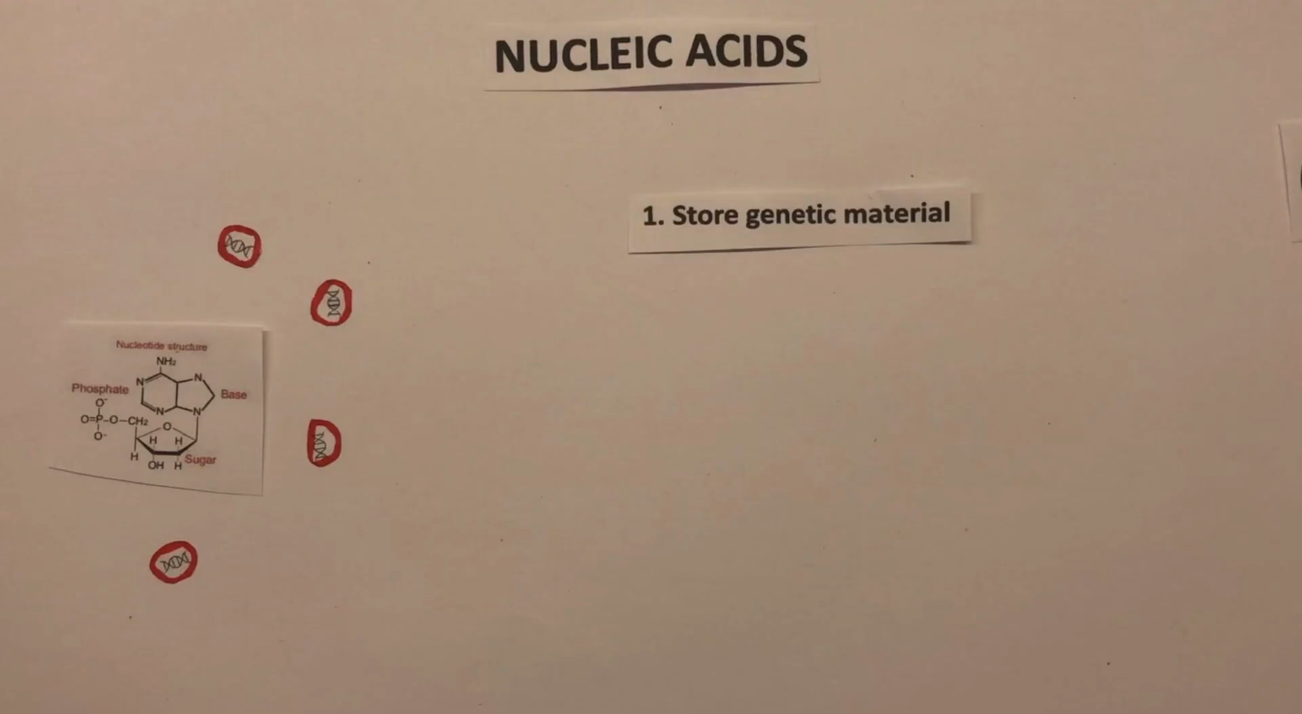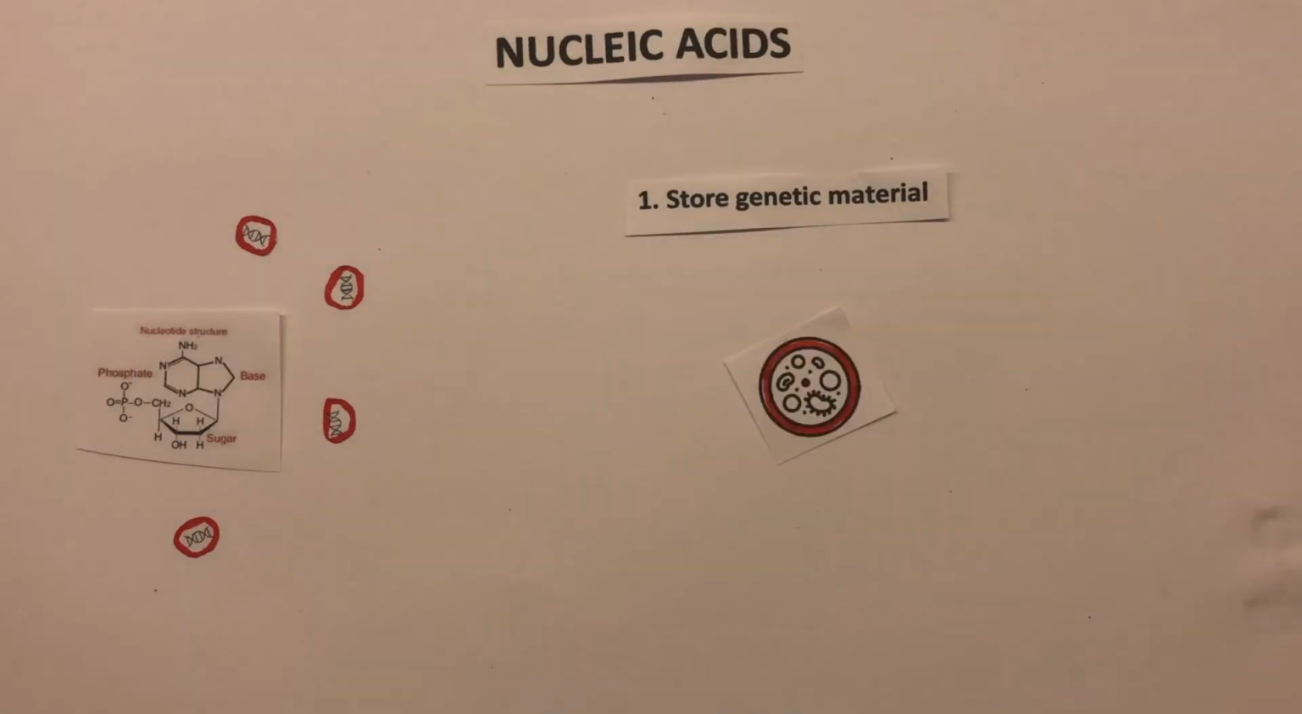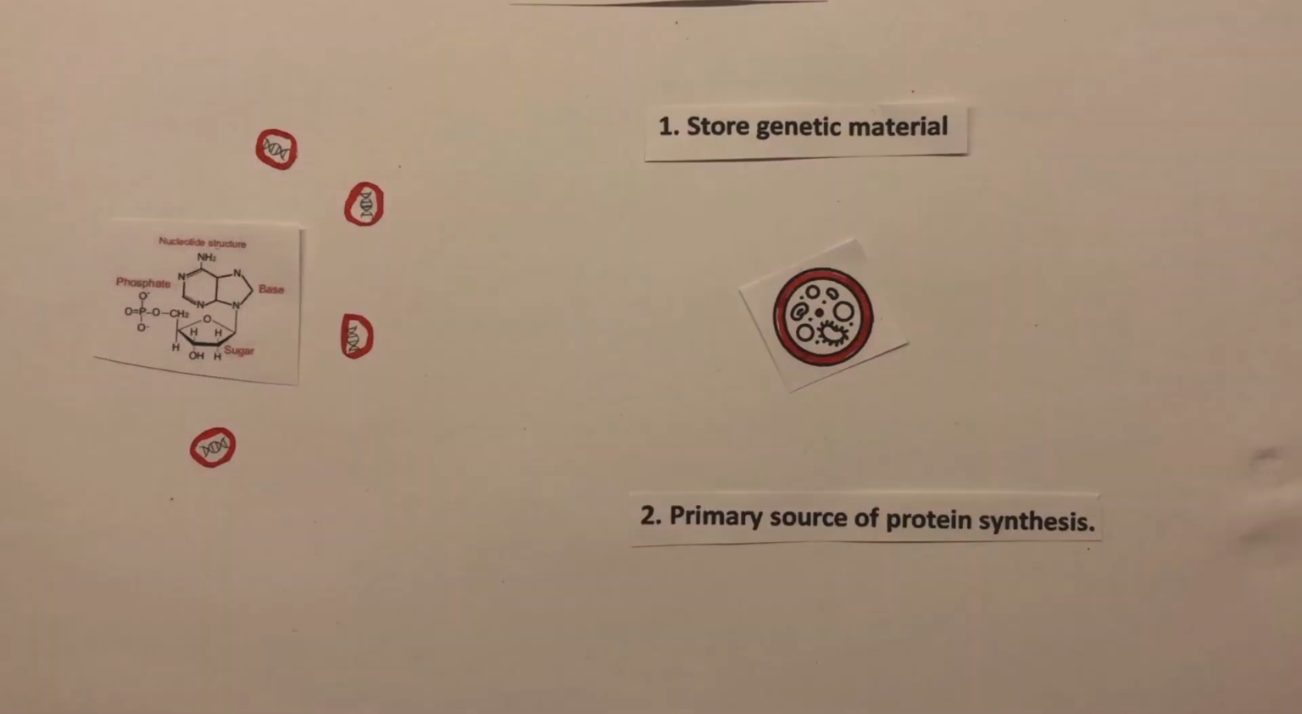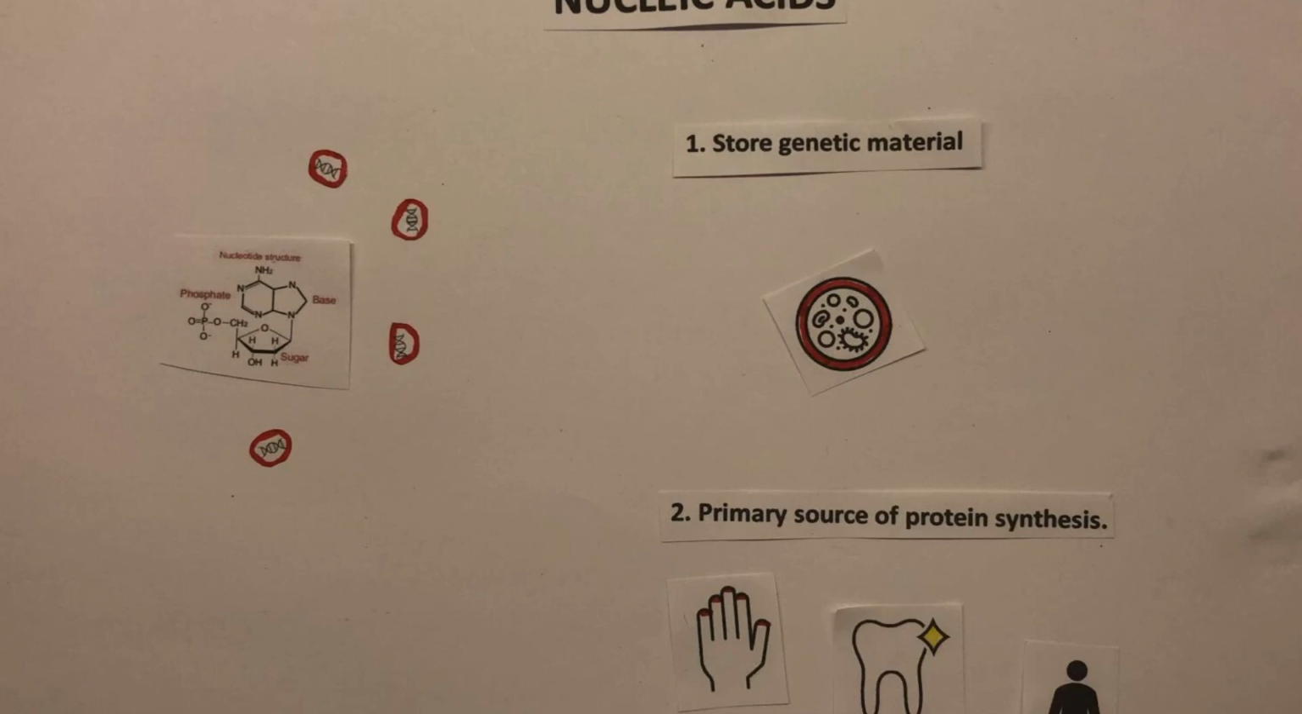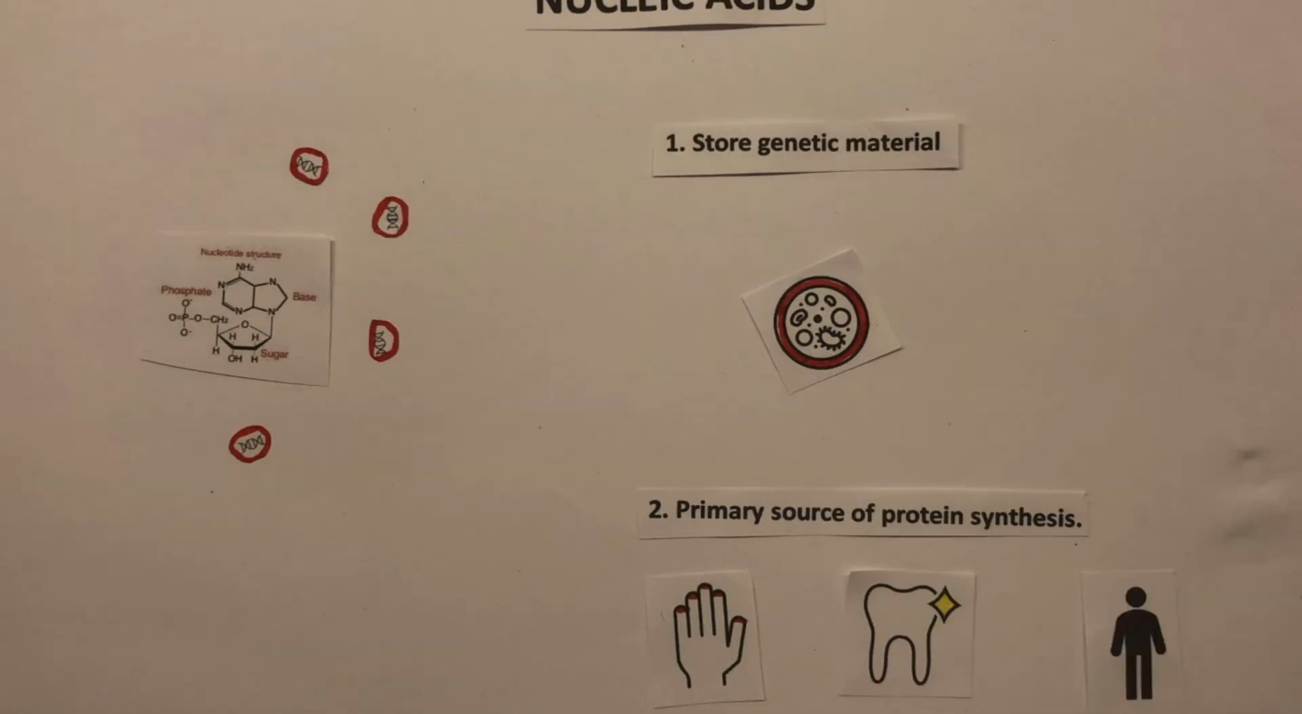Finally, nucleic acids have two important functions. First, they store genetic material in our cells, for example, blood cells. And second, they are the primary source of protein synthesis, proteins such as keratin, collagen, or proteins in your teeth.